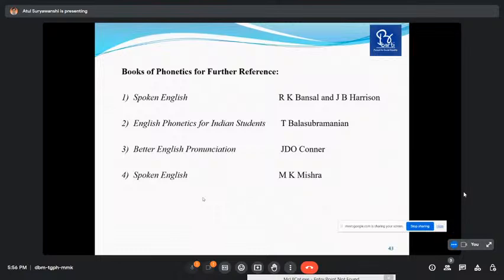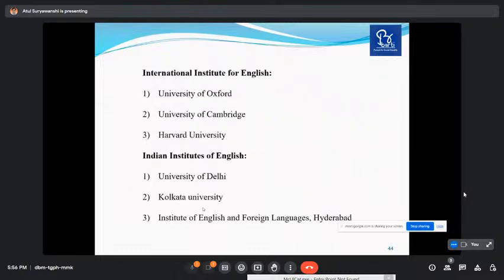With the help of this book, Better English Pronunciation, we can understand intonation, stress, listening, and speaking English in a better way. And the fourth book that I have mentioned here is Spoken English, written by M.K. Mishra. If possible, try to read all these books so that you can understand phonetics in a better way.